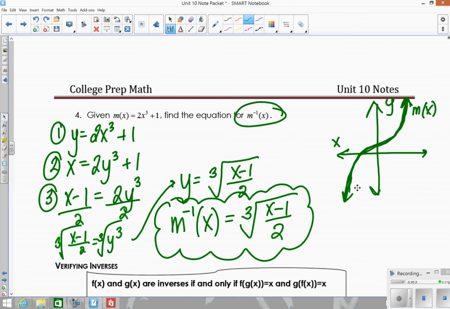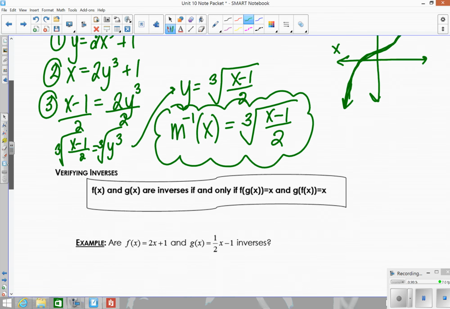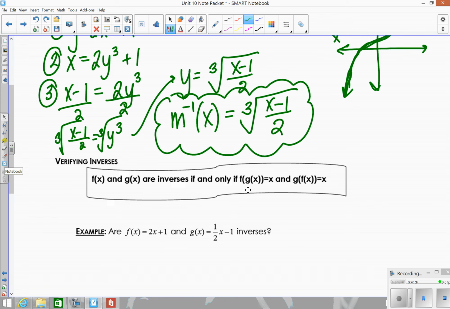So then the last thing we want to look at in this section is verifying if two functions are actually inverses. Basically we have this property where two functions are inverses if and only if the composition of one function equals x and the composition of the other function equals x. So if I take f of g of x, so if I take g of x and plug it into f and I get x, and if I take f of x and plug it into g and get x, that means that the functions are inverses of each other.